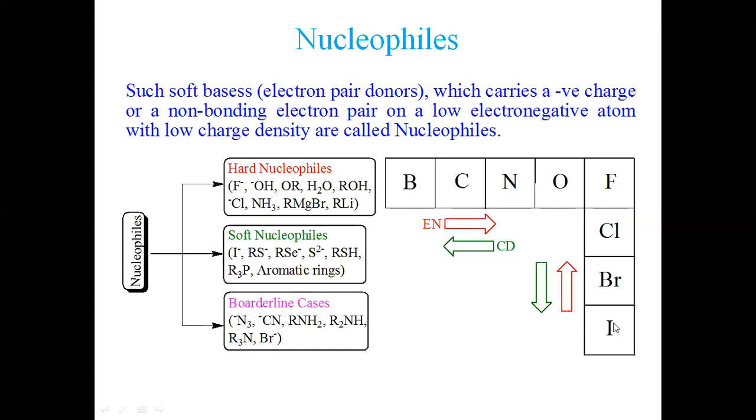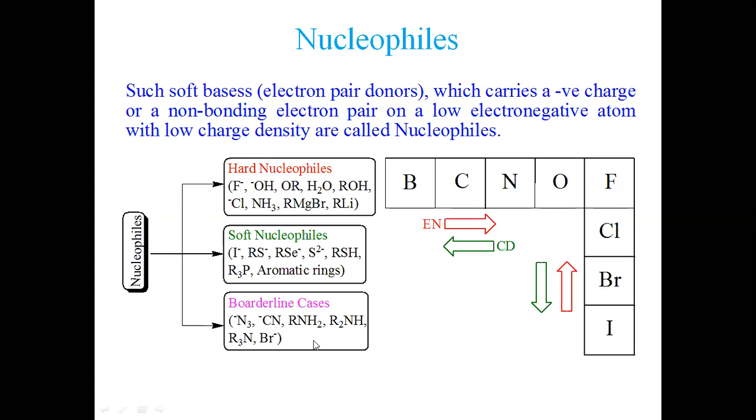Iodide shall be the best nucleophile, and fluoride shall be a good base, but it would be the worst nucleophile. Fluoride ion is the strongest base. It is not a good nucleophile. Iodide is the best nucleophile among them. So this is how you can justify, looking at the periodic table, which one is better.